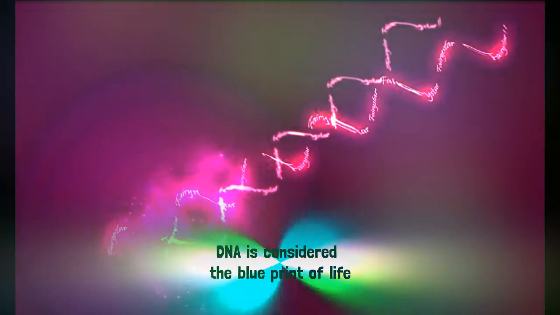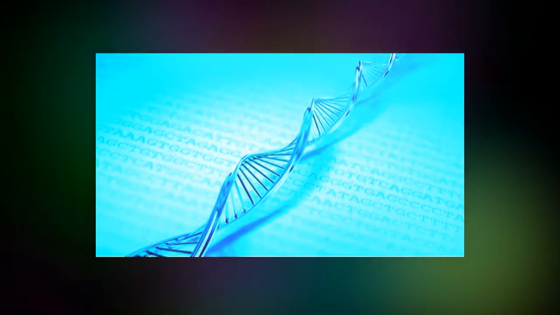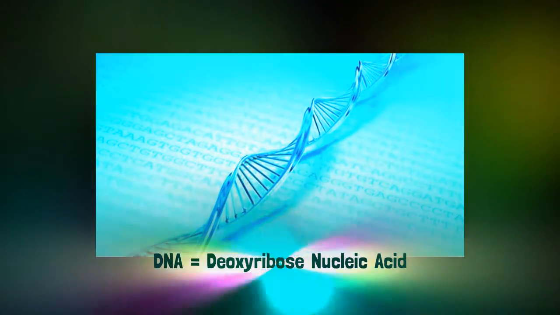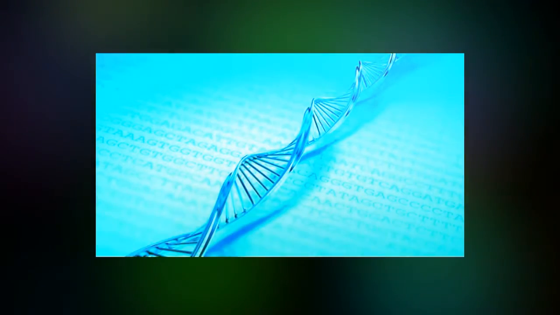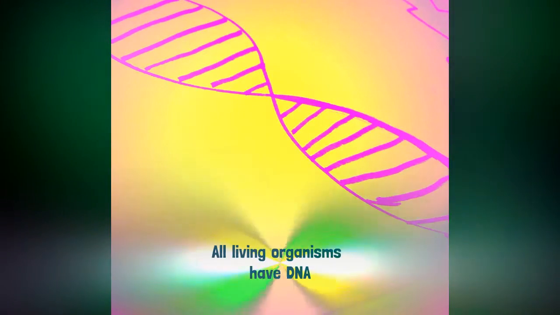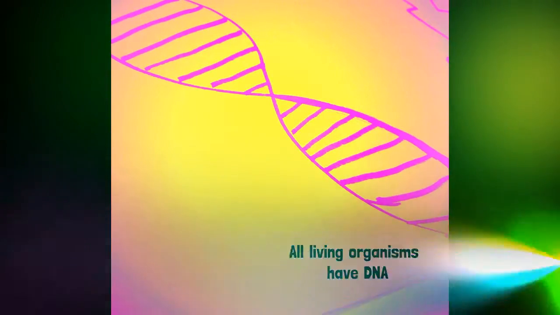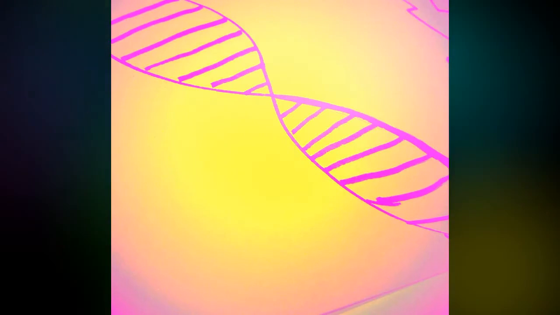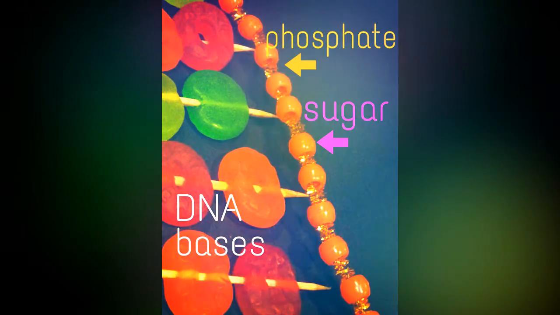DNA is the blueprint of life because it provides directions on how to make proteins that the organism needs. It is also known as deoxyribonucleic acid. DNA has an important role in protein synthesis. DNA is found in all living organisms and is a double helix made of two strands of nucleotides. Each of these nucleotides contains deoxyribose sugar, a phosphate, and a base.